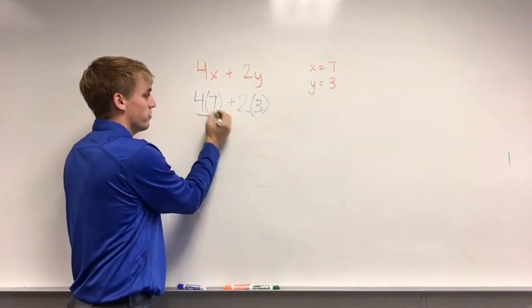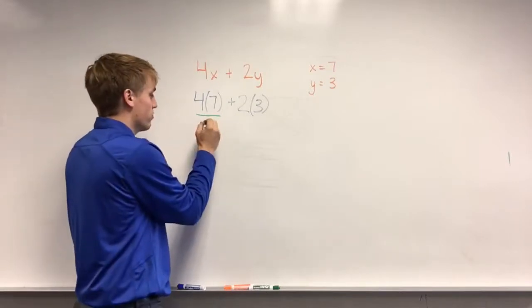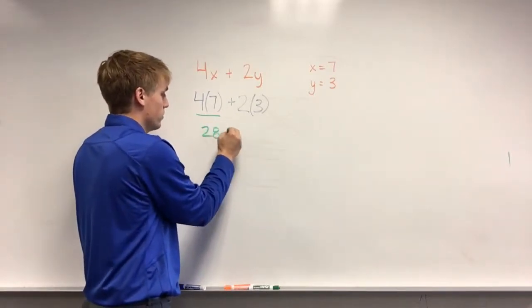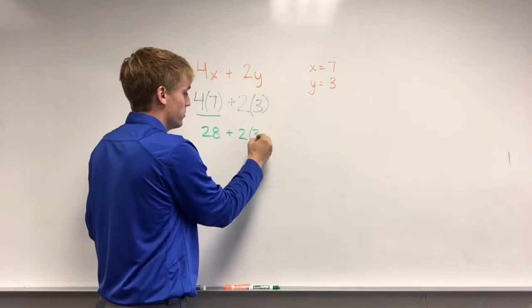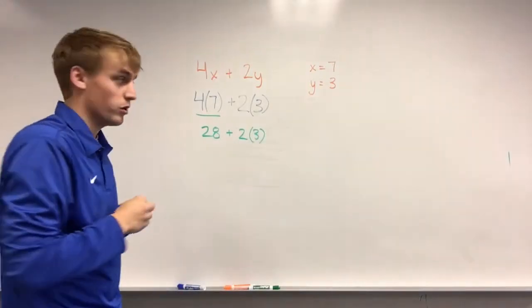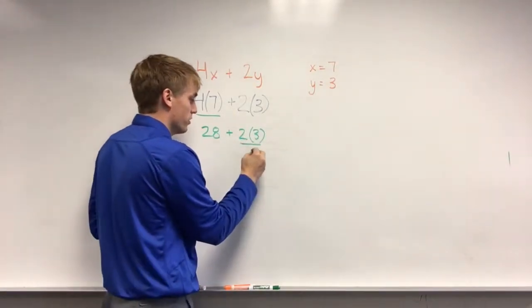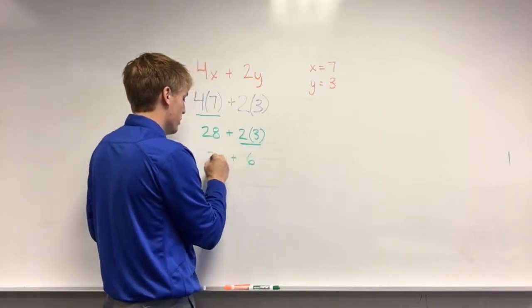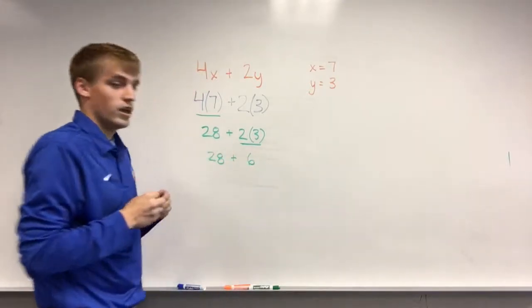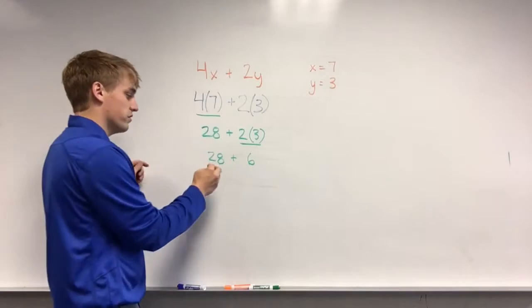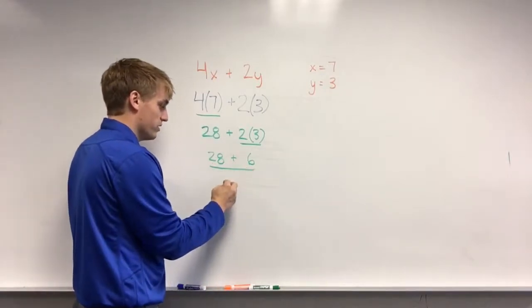So we're going to multiply 4 times 7. 4 times 7 is 28, plus 2 times 3. We're going to multiply again, 2 times 3 and get 6. Bring everything else down. And then all that's left to do is add 28 plus 6.